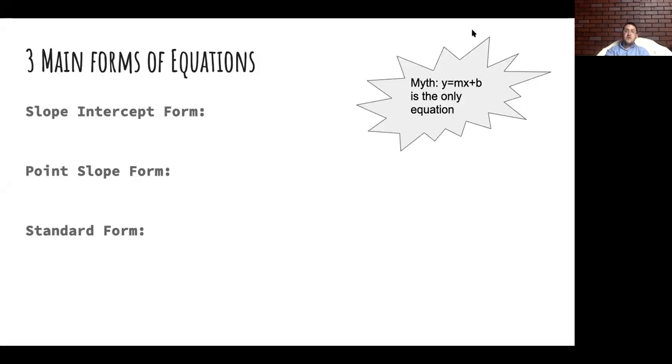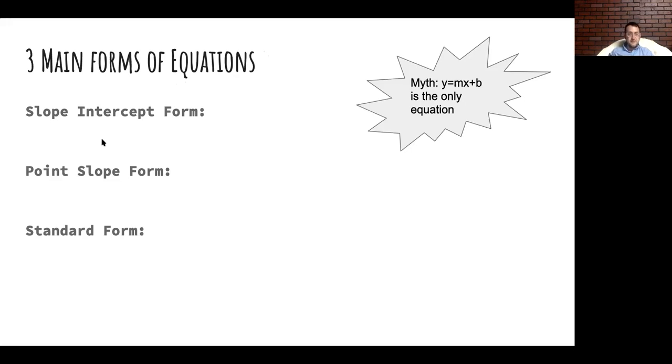All right, so one of the biggest myths in a high school math class is that y equals mx plus b is the only equation. So students who think that y equals mx plus b is the only style of equation often find themselves an unpleasant surprise when they get to courses like Algebra 2 and stuff like that. So there are equations for different purposes. So there are three main forms of equations.